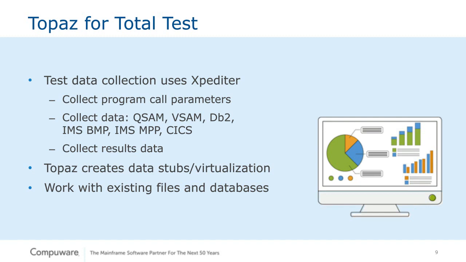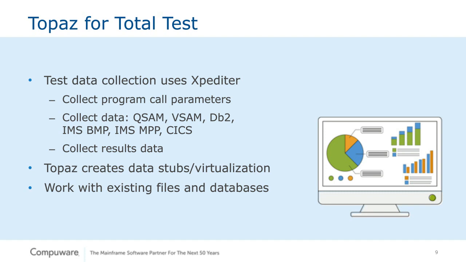So Topaz for Total Test will leverage Expediter to collect the details about what the application does during the execution. Expediter is the perfect vehicle for doing this, because while you're in an Expediter debugging session, Expediter is fully aware of what your application is doing, what input it's using, as well as what output it's writing out to, as well as any called programs and any information that's being passed from one program to the other. So it makes it the perfect vehicle for collecting the details for your unit test case.